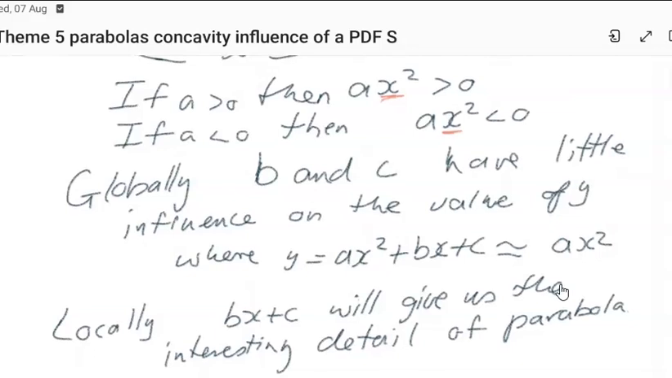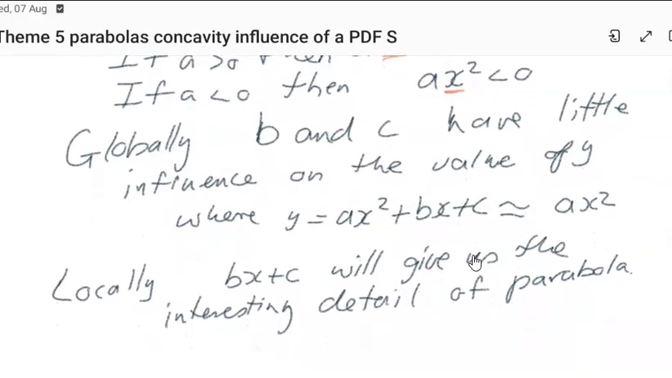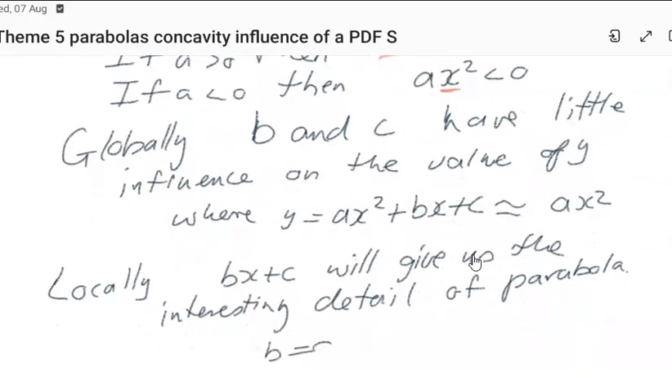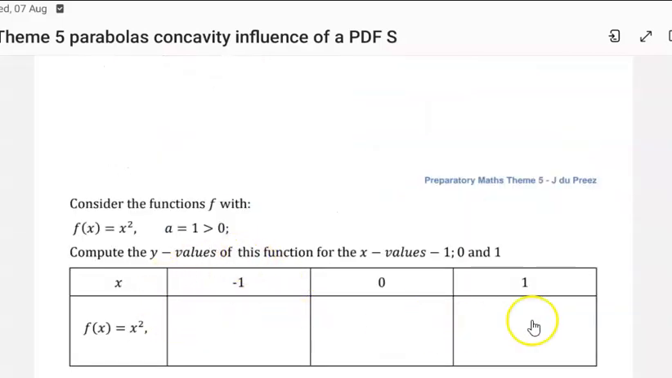So in this video, we only consider values of a positive and negative. We do not look at b or c at all. So in this video, we take b equal to 0 and c equal to 0. And then we look at different cases. In this video, we're going to consider only x values minus 1, 0, and 1 and compare three functions at those three different x values.